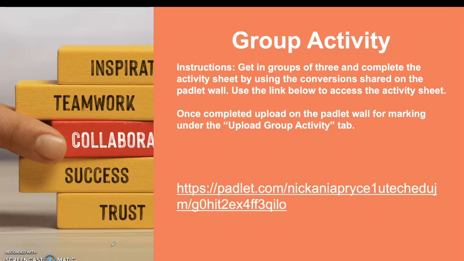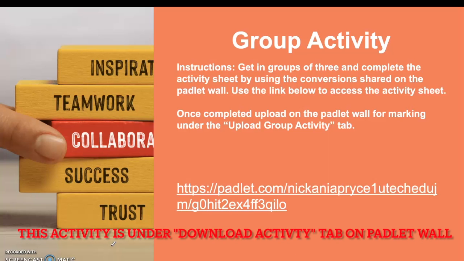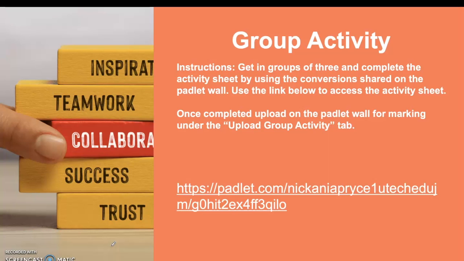Once you have 3 groups, I want 3 groups, okay? Once you have 3 groups, there's a group activity on the Padlet wall. Choose a question based on the group number that you have. So you're going to have 3 groups, group 1, group 2, group 3. And you're going to randomly assign group numbers. And these group numbers are going to be associated with a particular question. In the group, you're going to work on these questions, type them up, and then you're going to have one person from the group upload it on the upload group activity tab.